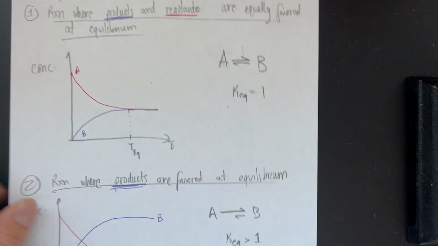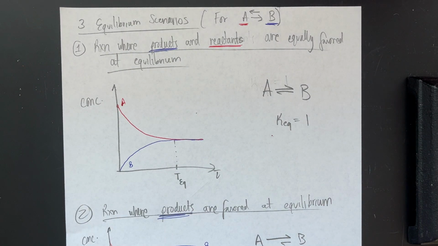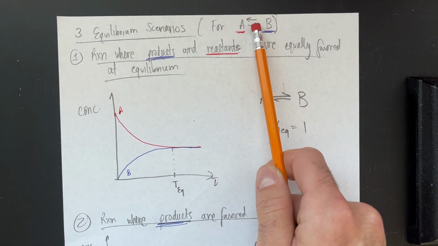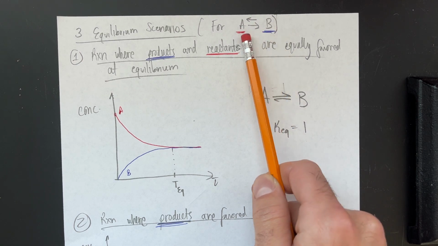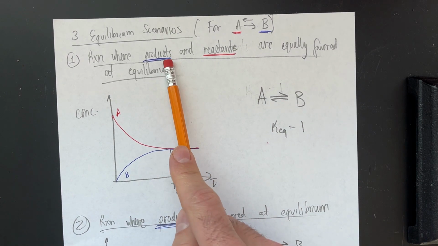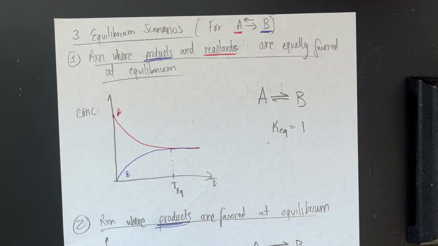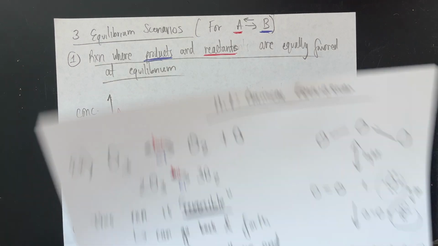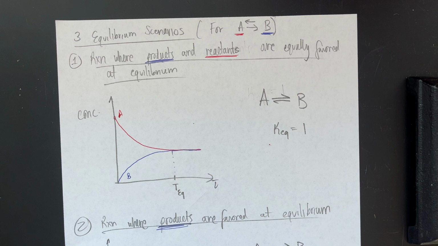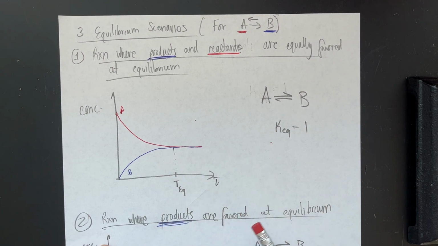I'll go through one by one. So let's say, for example, we have this reaction. A goes to B, and it can also be reversed. So A is in equilibrium, we say, with B. The first situation is it could be a reaction where the products and reactants are equally favored at equilibrium, right? So the question of where will we end up, right? As we're going back and forth, you could have a situation where A and B are totally equal at equilibrium.